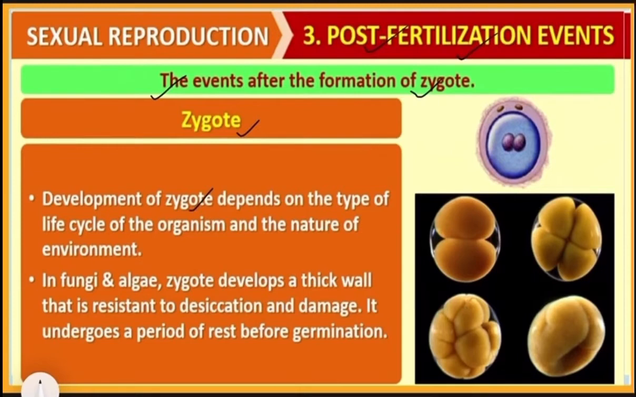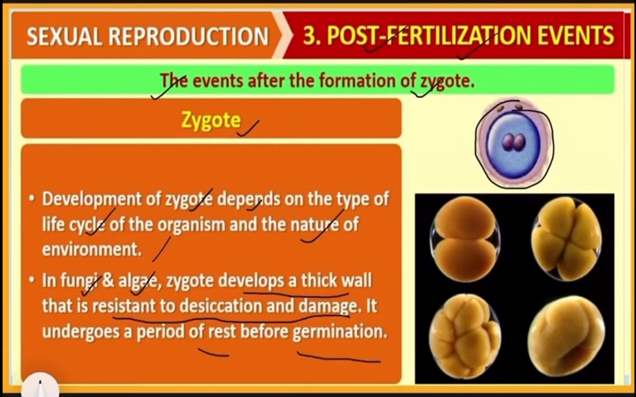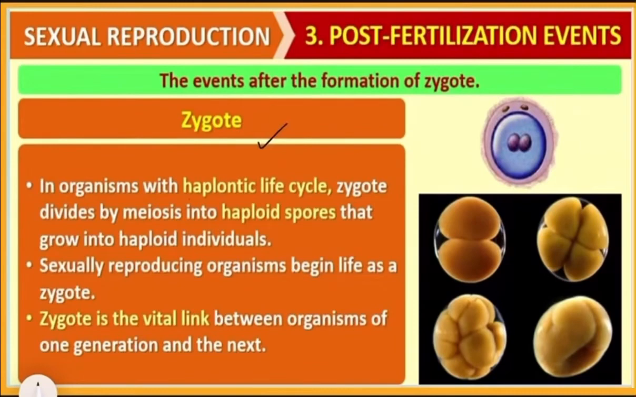Development of the zygote depends on the type of life cycle of the organism and the nature of the environment. In fungi and algae, the zygote develops a thick wall that is resistant to desiccation and damage. A thick wall forms around the zygote, which protects it from desiccation and damage. So, it undergoes a period of rest before germination. Clear?